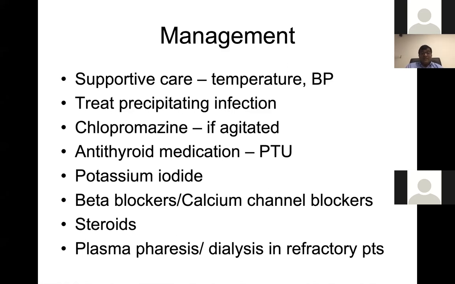Plasmapheresis and dialysis are done in refractory patients. After all these efforts, if the patient is not controlled, they have several mechanisms by which they act. They can take away thyroid stimulating antibodies in Graves' disease, as well as reduce active thyroxine from circulation, particularly until the other measures take effect.